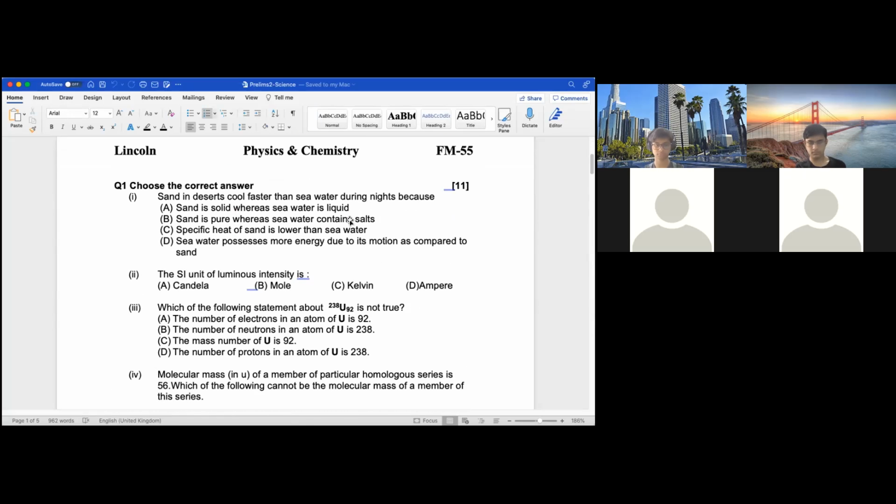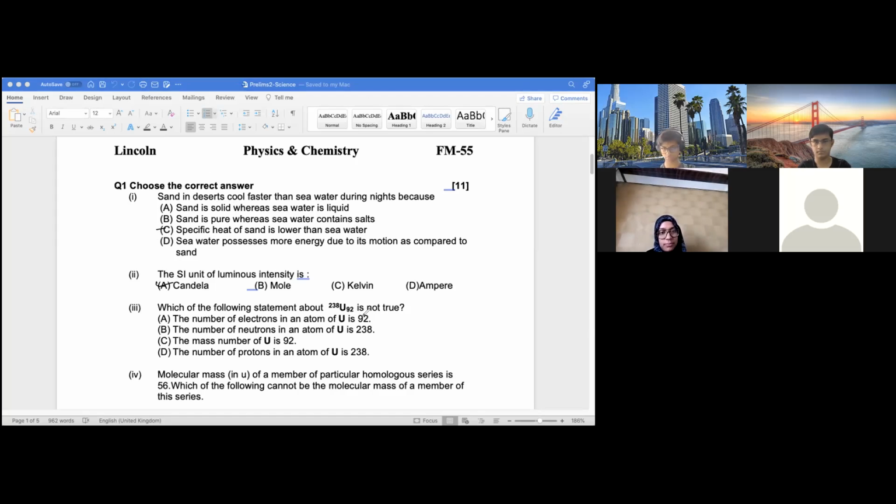I'll give you the answers. Answer for question number 1 is this. Specific heat of sand is lower than sea water, so that is why sand cools faster than sea water during night. So C is the correct answer. SI unit is candela. This question I have given marks to everyone because the question was wrong.